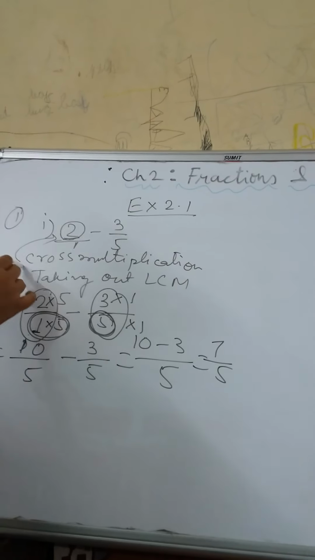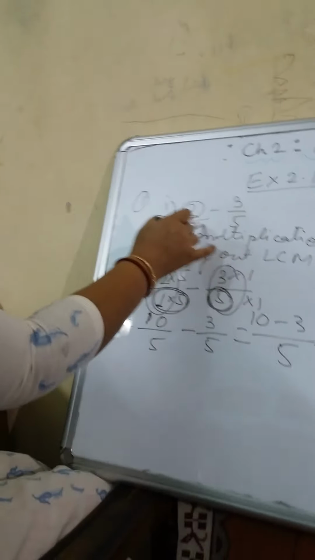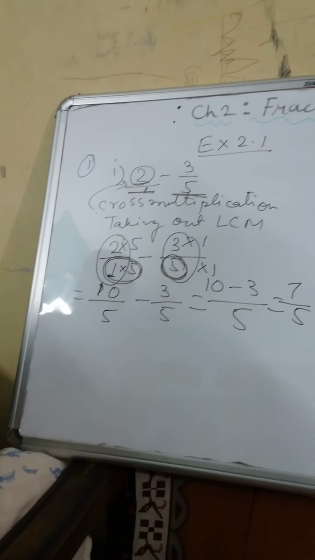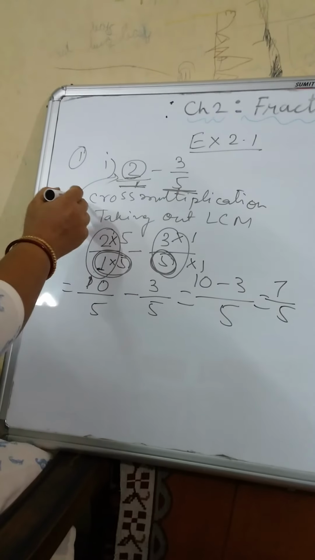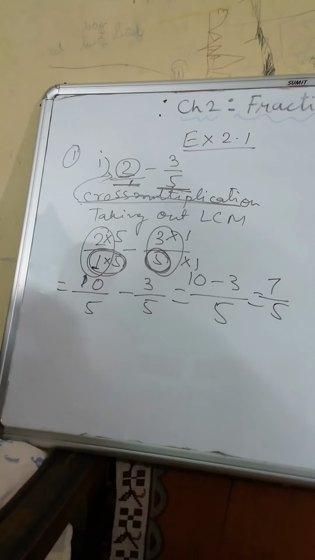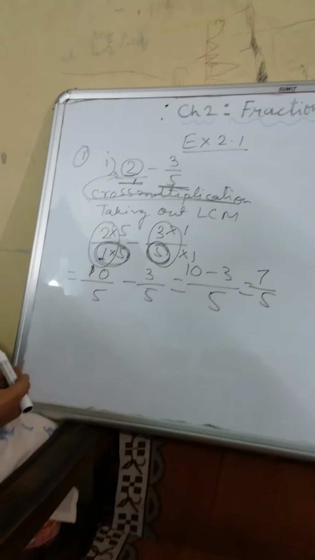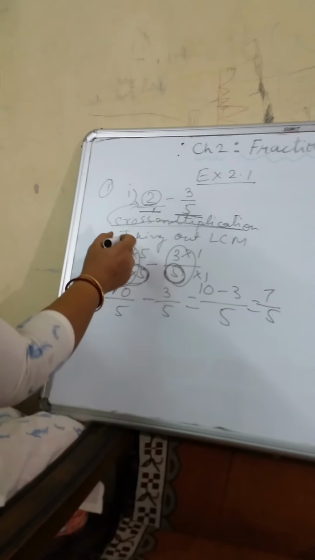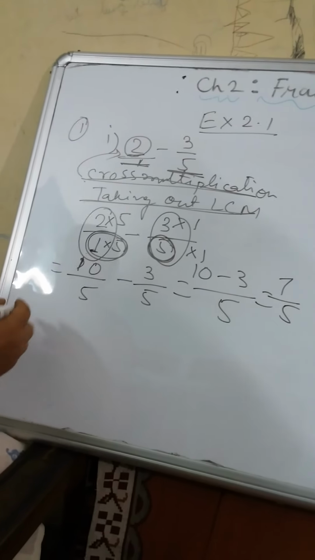Okay. Cross multiplication is applicable when there are two fractions only. If you add or subtract two fractions, then only you can use this cross multiplication. Okay. If there are more than two fractions, you have to do it by taking out LCM.